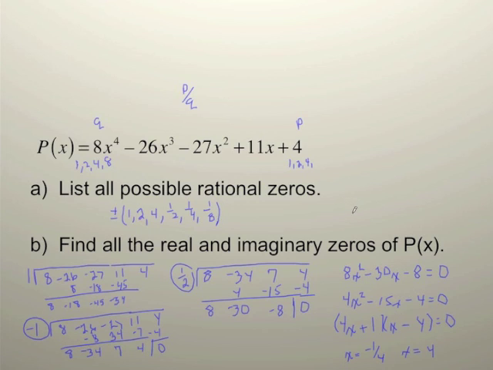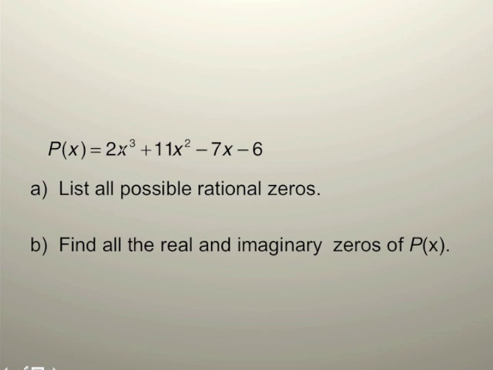So, finding all the real and imaginary zeros, all the real zeros are negative 1, 1/2, negative 1/4, and 4. These would be the 4 zeros. And notice I have 1, 2, 3, 4. I had x to the 4th. I really truthfully expected 4 answers.